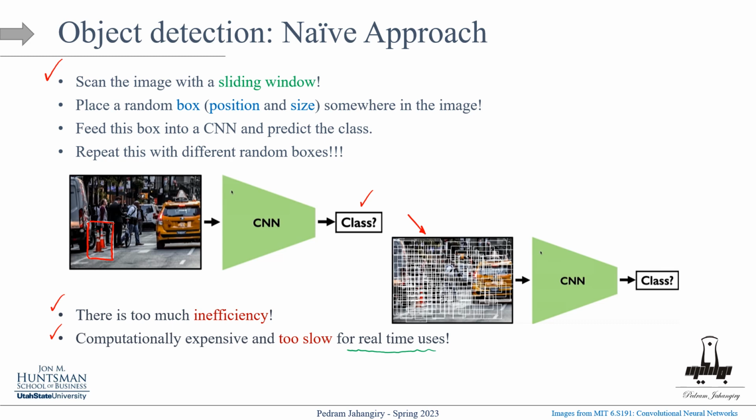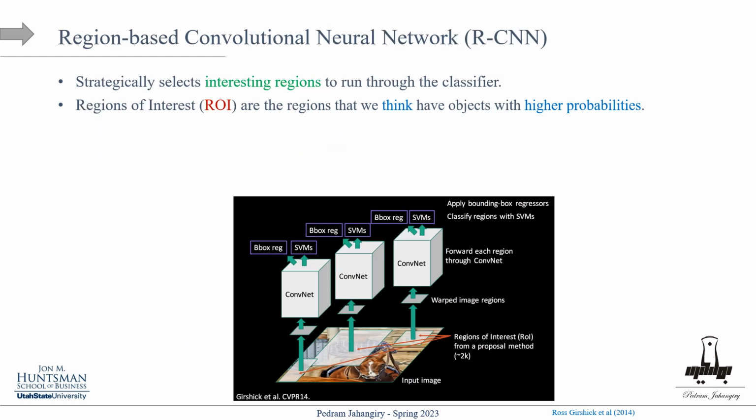Because it's very inefficient. The next approach is something called region-based convolutional neural networks, or R-CNN for short. The idea is that we will strategically select interesting regions to run through the classifier. We call these regions of interest, ROI, and these are the regions that we think have objects with high probability.